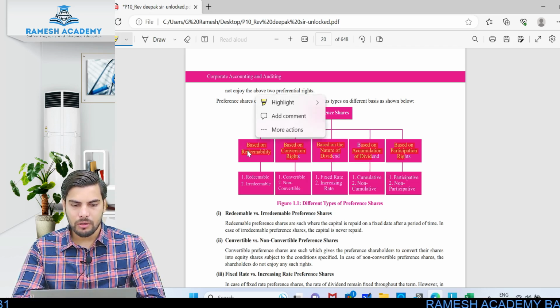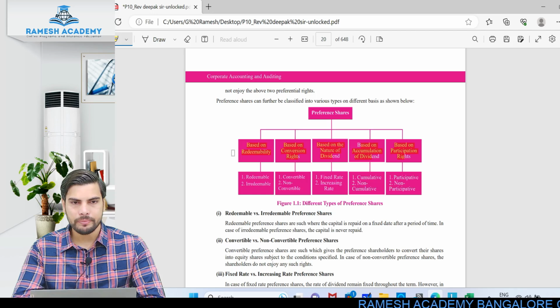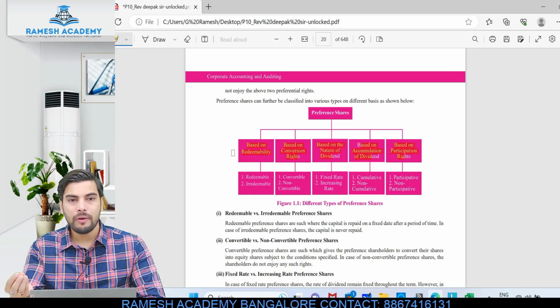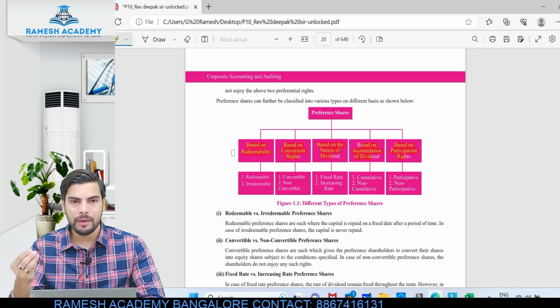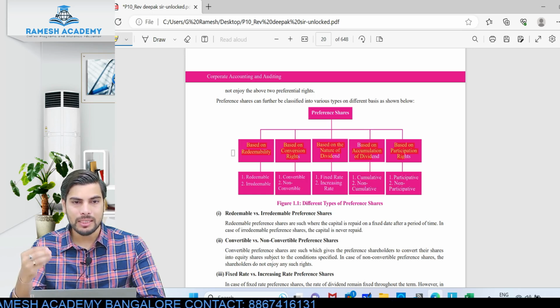So based on redeemability, what do you understand by this particular term redemption? You guys would have heard about this term, right? Redemption. What is this redemption? To redeem is nothing but to repay. So redemption is nothing but repayment. We would have raised funds from the preference shareholders. After a certain period, if we are repaying this amount back, it would be treated as redemption.